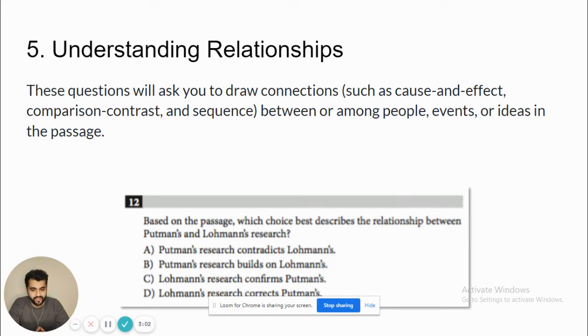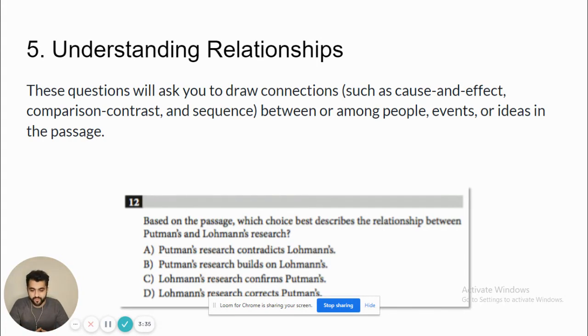So number 5 is understanding relationships. These questions will ask you to draw connections such as cause and effect, comparison and contrast, and sequence between or among people, events, or ideas in the passage. So, for example, if there are 2 ideas mentioned in the passage, either there is a comparison or contrast happening, either there's a sequence, one happened first and the other happened afterwards, or there is a cause and effect relationship between them, and you have to understand that relationship and answer the question based on that understanding.